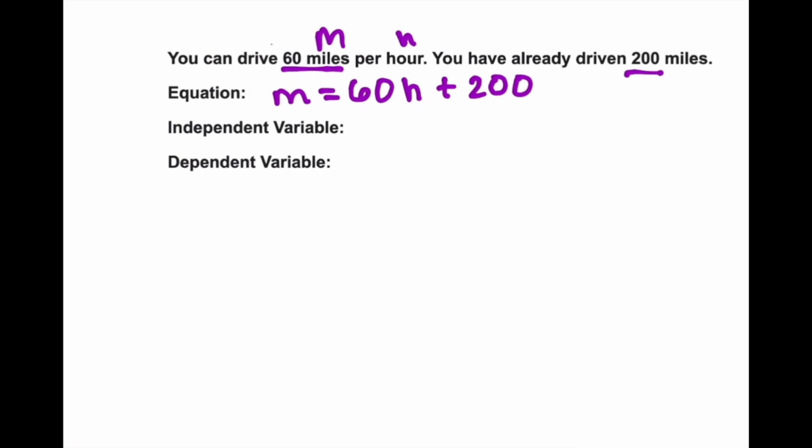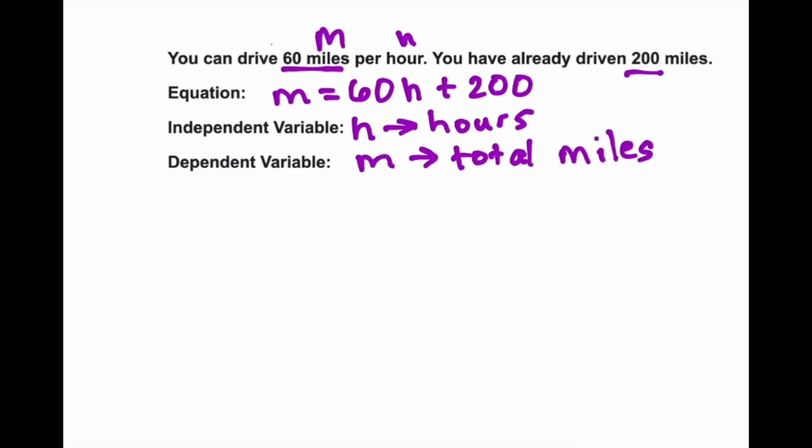In this case, our independent variable is what's going to change. That's our h, or our hours driven. Our dependent variable is what's going to change based off of our input. The dependent variable is going to be the total miles, and the variable m. The amount of total miles driven changes based on how long you've been driving.